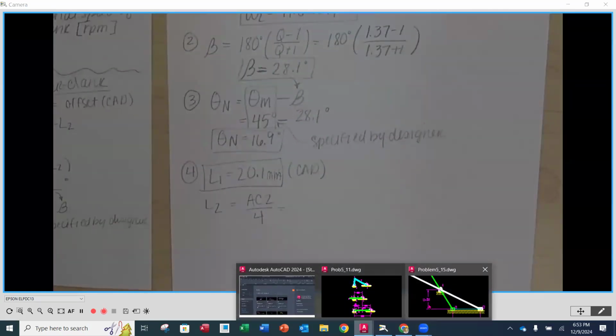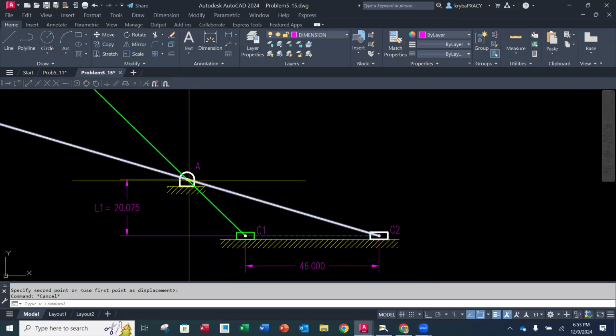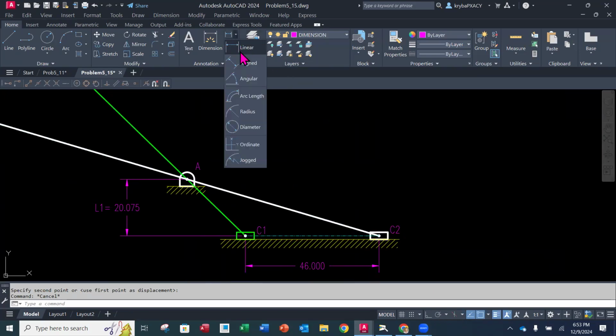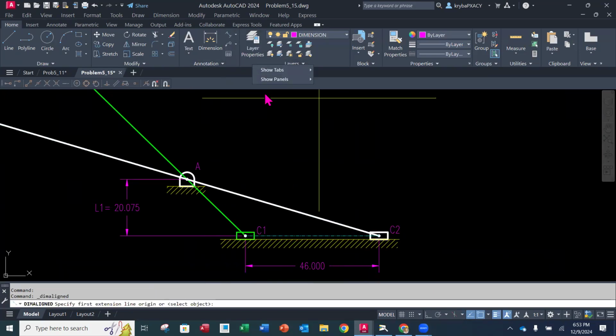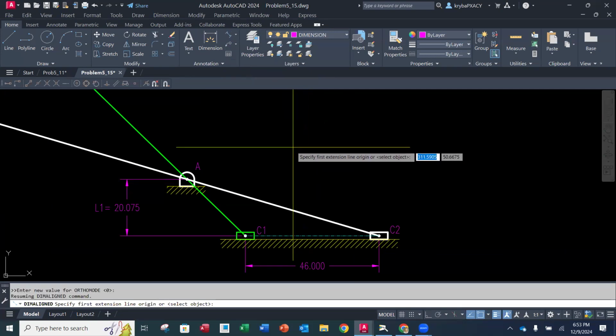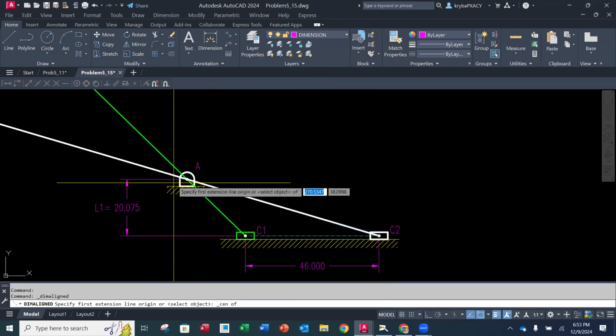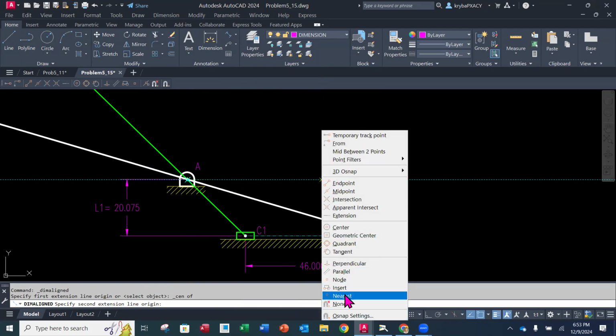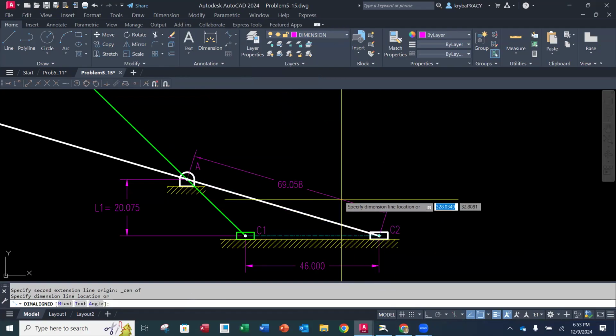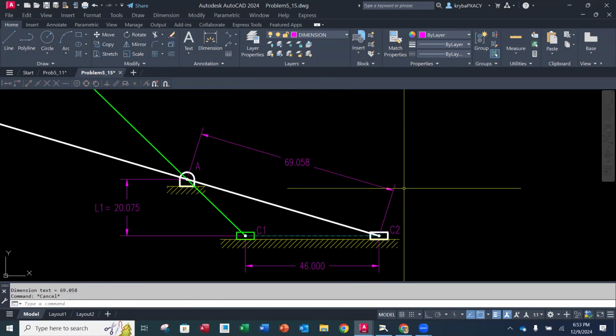So we're going to go back to AutoCAD. The distance from the center of A here to C2. So this is going to be an aligned dimension. I'm going to go from the center here to the center down there. And I got 69.058. You should have something very close to that, if not exactly that.